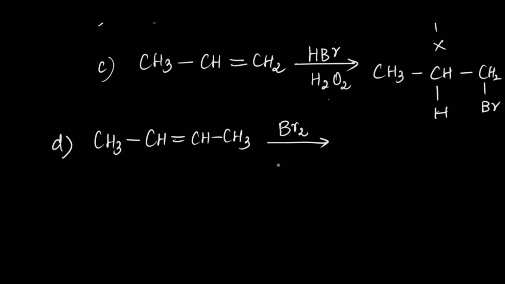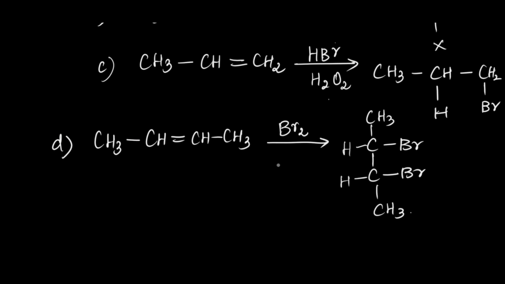2 halogens. Each one of those halogens will attack both the carbons on the double bond, which will create a product like this. You can say this is our meso compound. What is a meso compound? If you are placing a mirror over here, if you are cutting it into 2 halves, both the sides will be the same. Okay, so this is a meso compound.